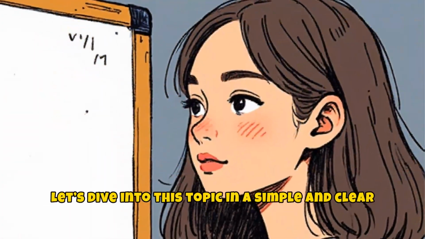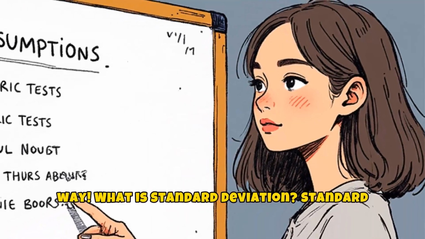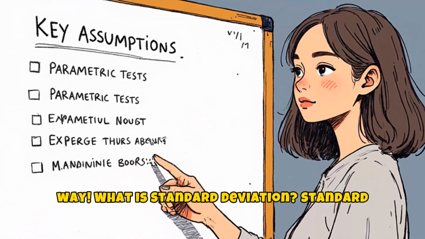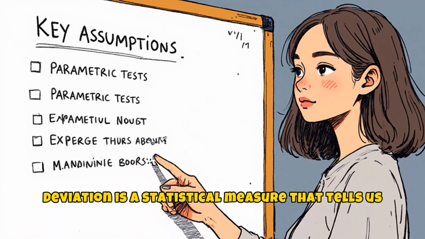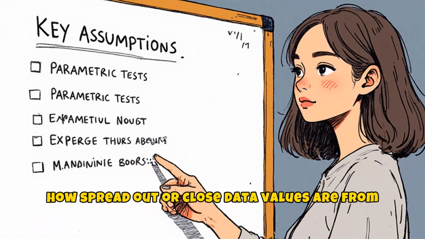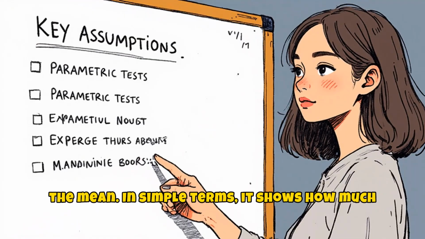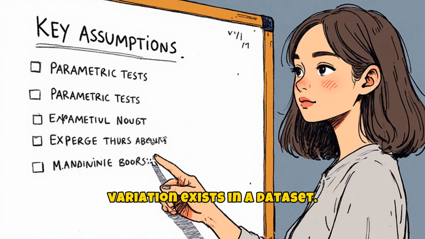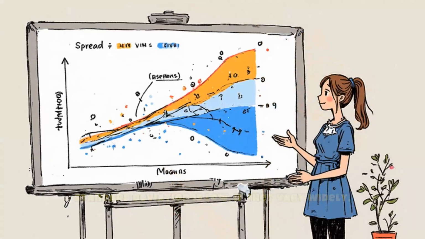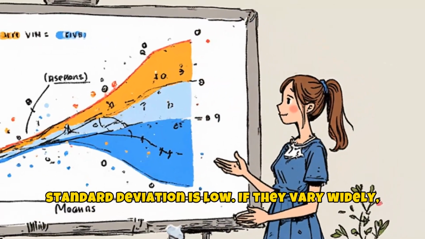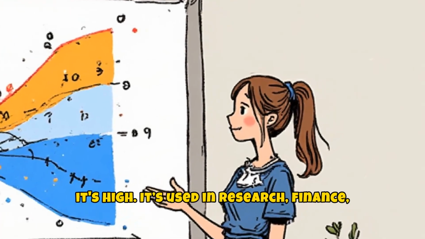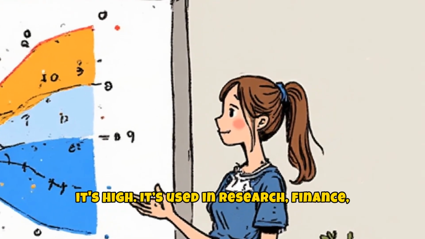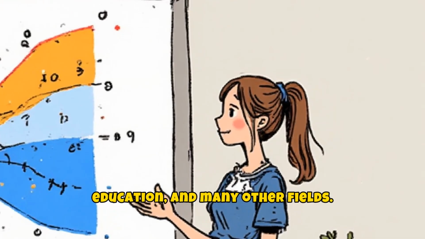Let's dive into this topic in a simple and clear way. What is standard deviation? Standard deviation is a statistical measure that tells us how spread out or close data values are from the mean. In simple terms, it shows how much variation exists in a dataset. If values are close to the average, standard deviation is low. If they vary widely, it's high. It's used in research, finance, education, and many other fields.